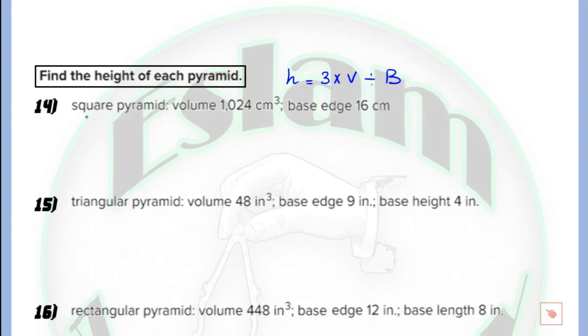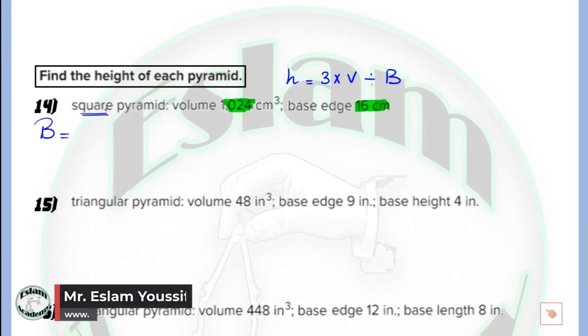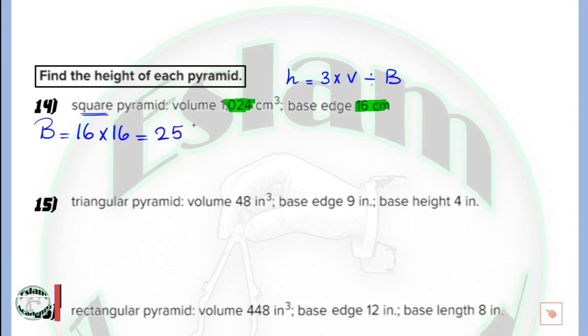In question number 14, we have a square pyramid with a volume equal to 1024 and the base edge equal to 16. The side length of the base is 16. Before we start finding the height, we need to find the area of the base. The base is a square, so the area is side multiplied by itself. So we have 16 multiplied by 16, and the answer is 256 square units.